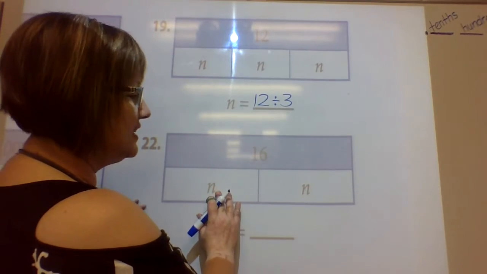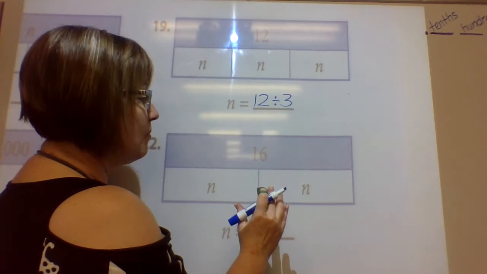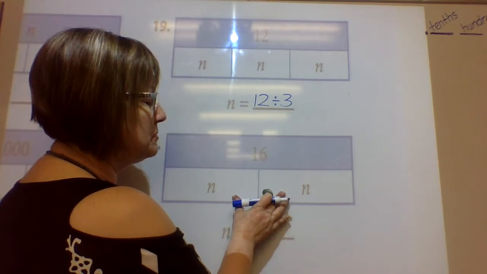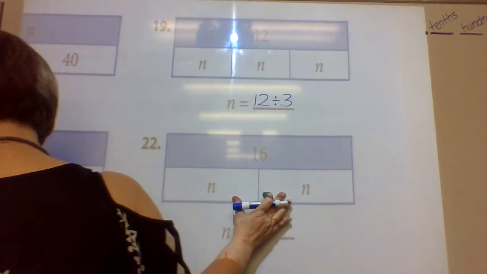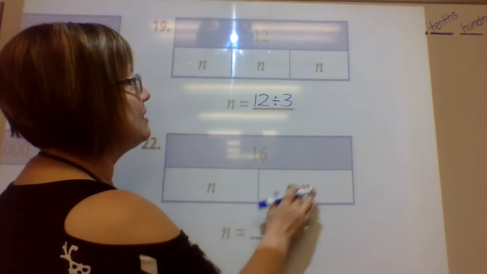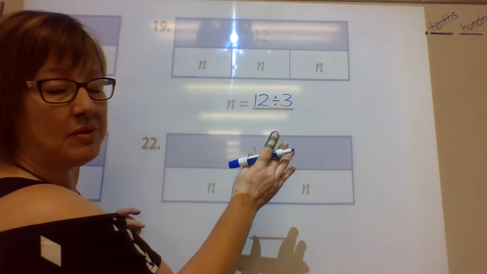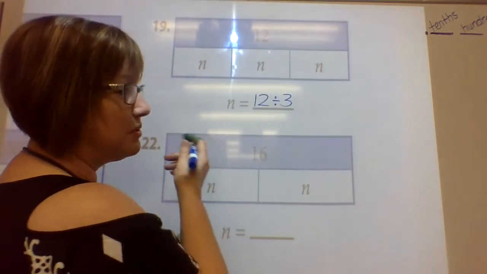And then this and this make 16. Okay. Probably should do multiplication. In fact, yeah, because n is going to be the same number. Same with up here. Whenever there's 3 n's, they all have to be the same number. If it was A, B, and C, they're three different numbers.